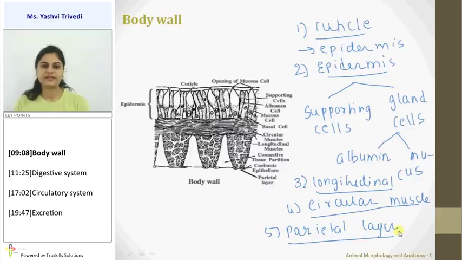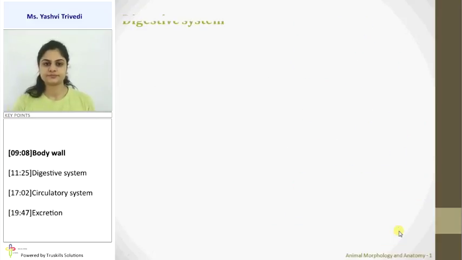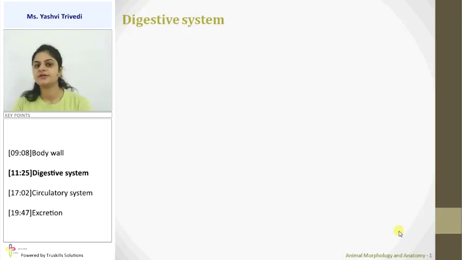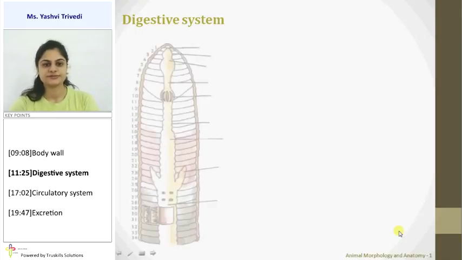So these are the 5 layers in the body wall of earthworm. Next is digestive system. A very well developed digestive system is there in earthworm as compared to the other invertebrates. The alimentary canal, which is the main part of the digestive system, is present from the first segment to the last segment of the body.